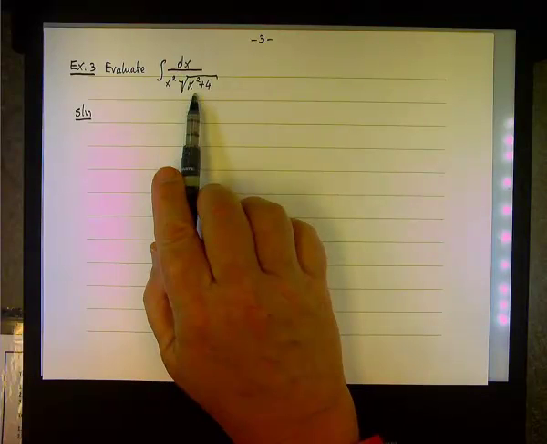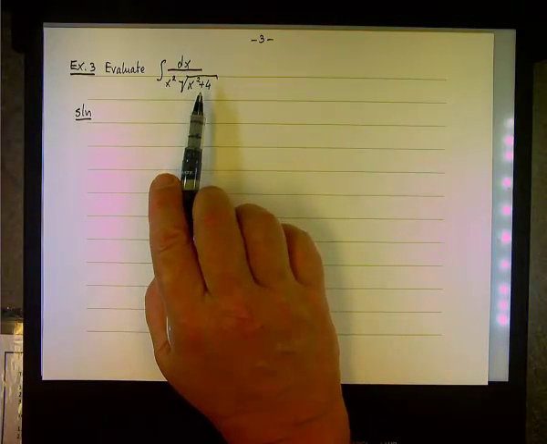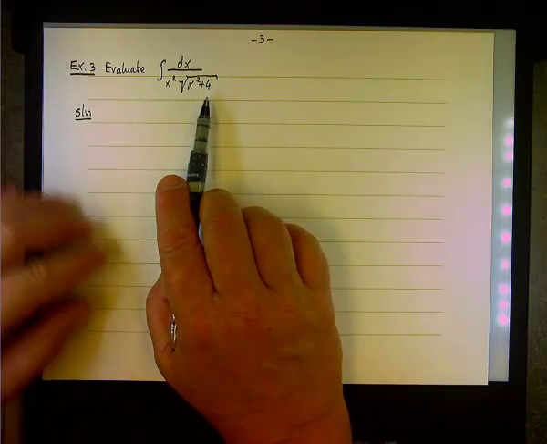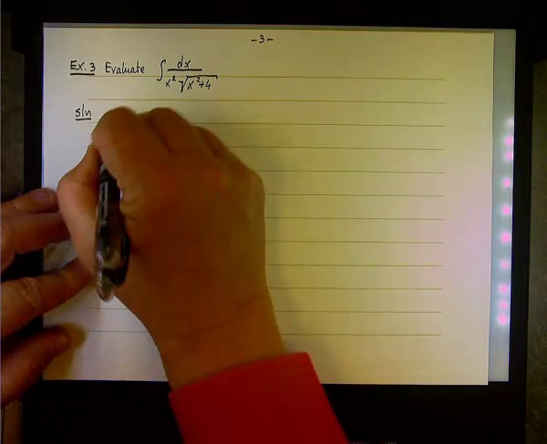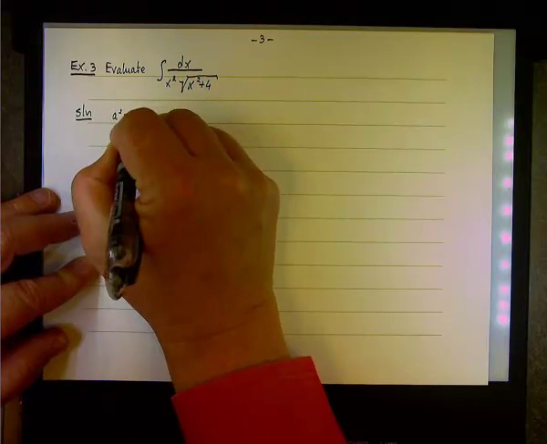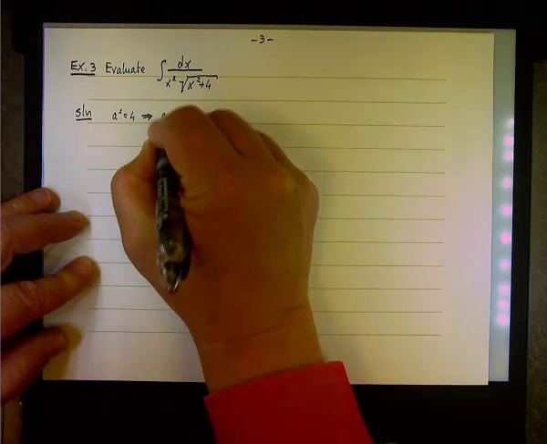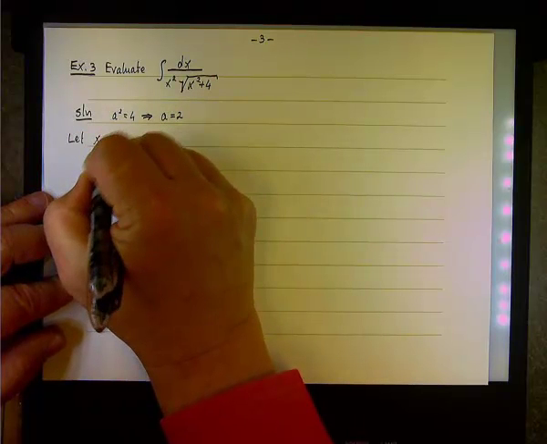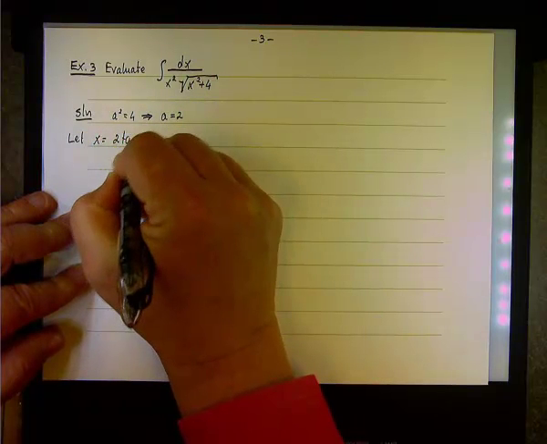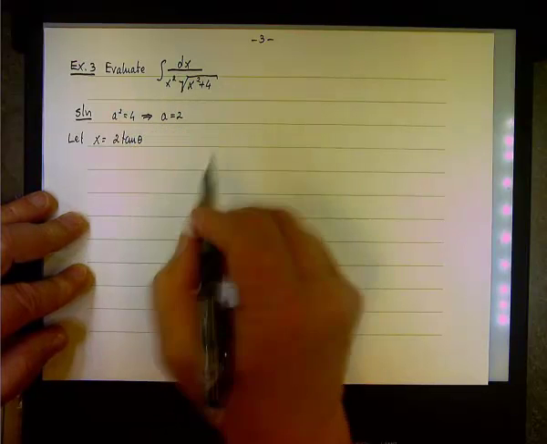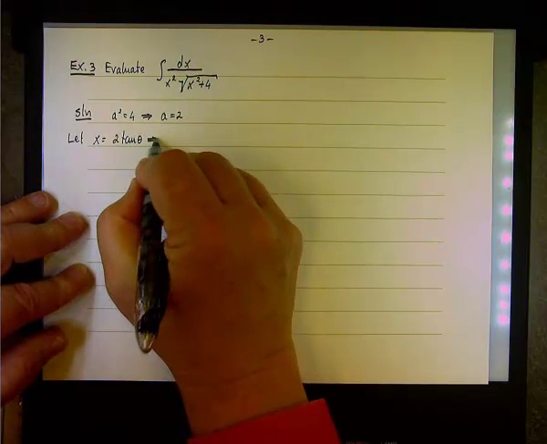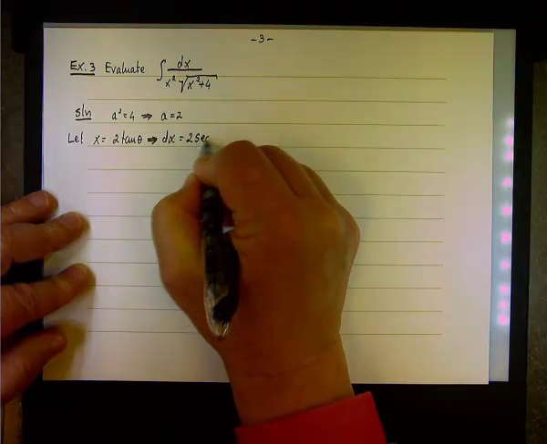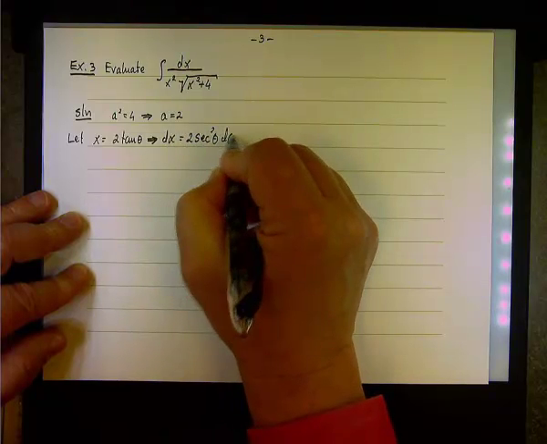Okay. This is the tangent substitution. 4 is 2 squared. So in this case, a squared equals 4, and therefore a will be 2, and we let x equals 2 tangent theta, and therefore dx will be 2 secant squared theta d theta.